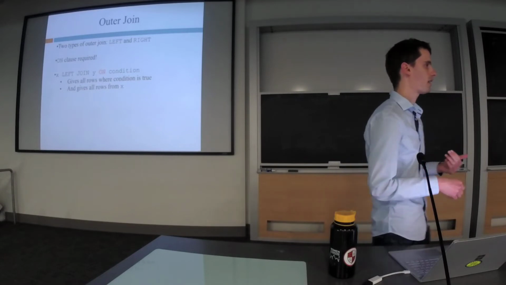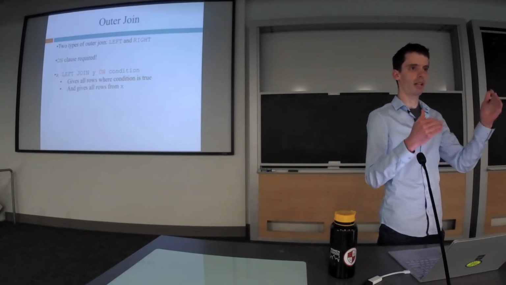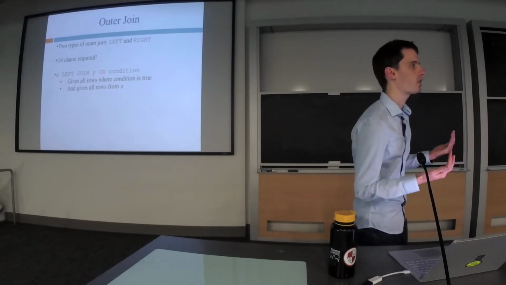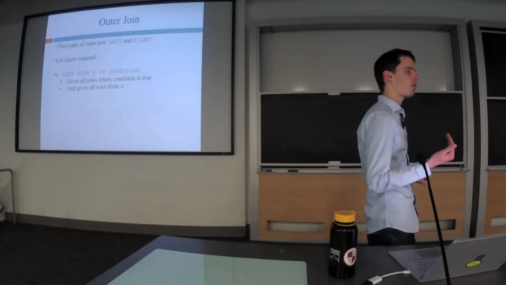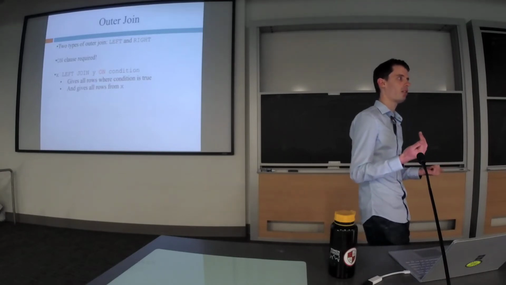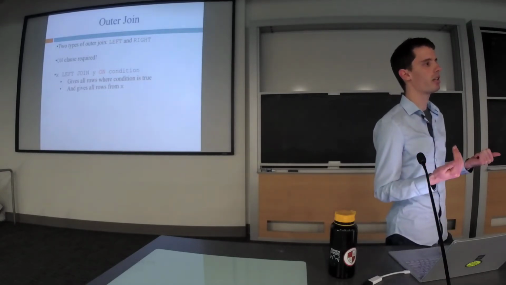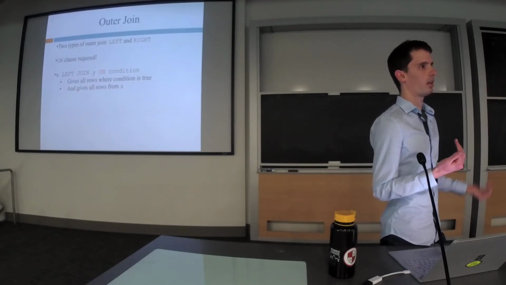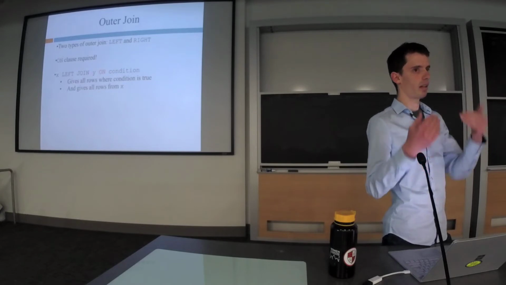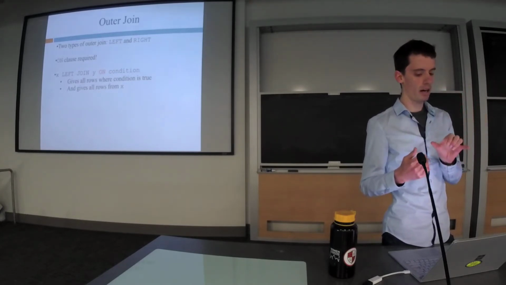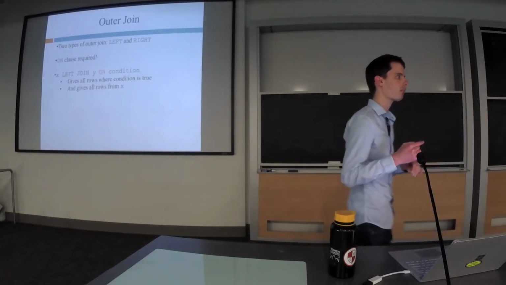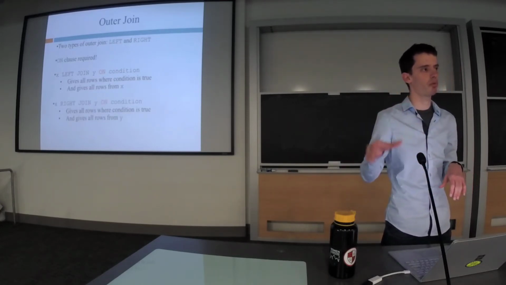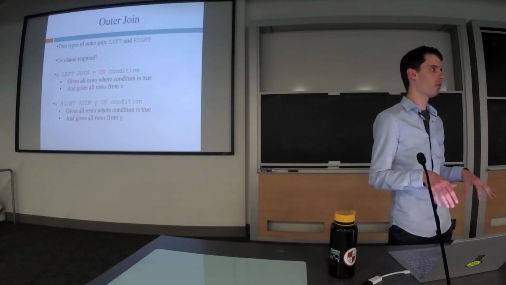So what this does is it gives all of the rows where the condition matches, like the joins that we've seen, but then it also gives you every row from the left table, even the ones that don't match. So you're guaranteed you will have at least one copy of every tuple from the left table combined with any copy from the right table where the condition is met. And then a right join is just the opposite. You're guaranteed to get every tuple from the right table plus some of the ones from the left table.